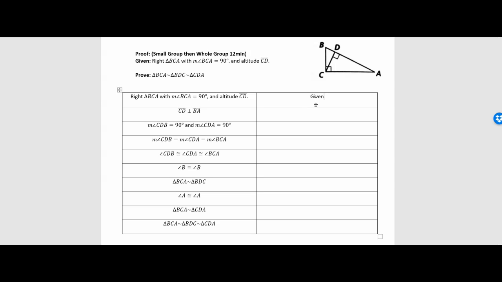So this first one obviously is given. Then we have CD is perpendicular to BA. Well, that is the definition of an altitude, right? An altitude is going to be perpendicular to the side that it intersects. Definition of an altitude. And then if I know that CD and BA are perpendicular, I know that the measures of angles CDB and CDA have to be 90 degrees by the definition of perpendicular.